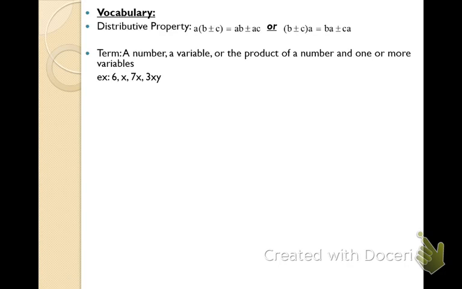Another vocabulary word for you. What's a term? A term is any number, variable, or the product of a number and one or more variables. It can be more than one variable. So some examples: 6 is a term. x is a term. 7x is a term. 3xy is a term. That's what we mean by terms.